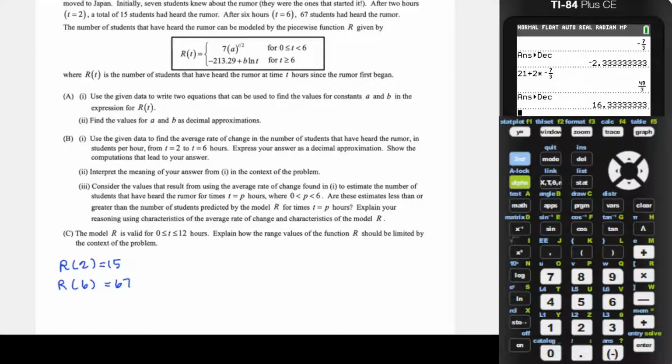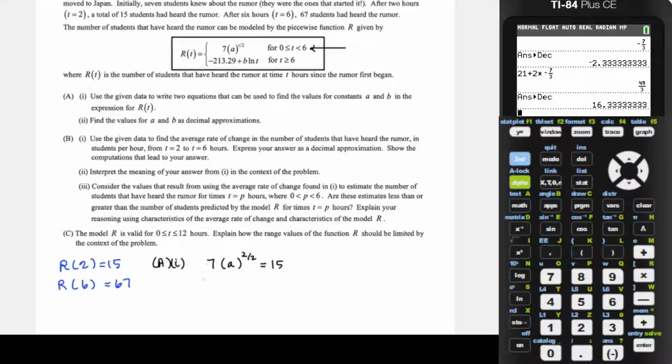But I'm just working below the problem on this one. I don't have those nice rule lines to guide me, but it'll be all right. So for A1, use the given data to write 2 equations. So t equals 2 belongs to that part of the domain, so I'm going to plug t equals 2 into that equation. So 7 times a to the 2 over 2 is going to equal r of 2, which is 15. So 7 times a is 15. I'll be able to solve that.